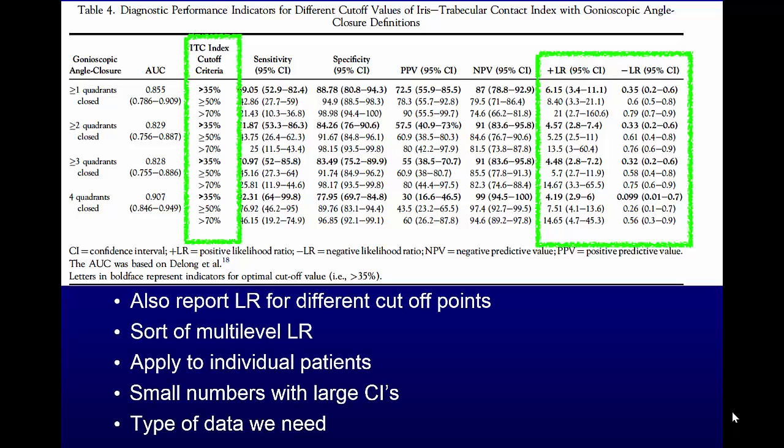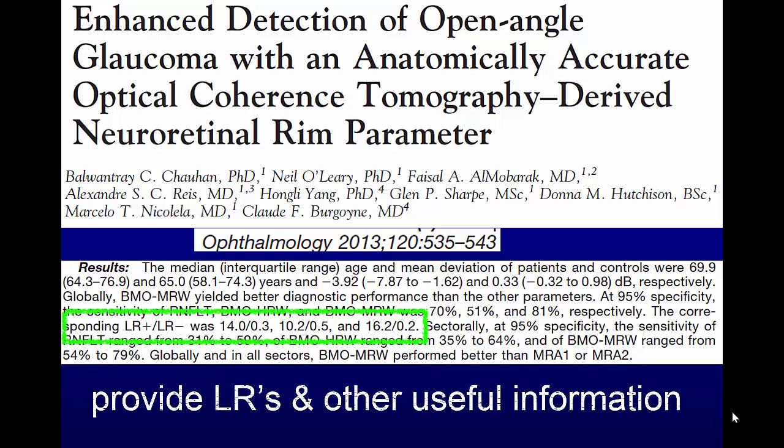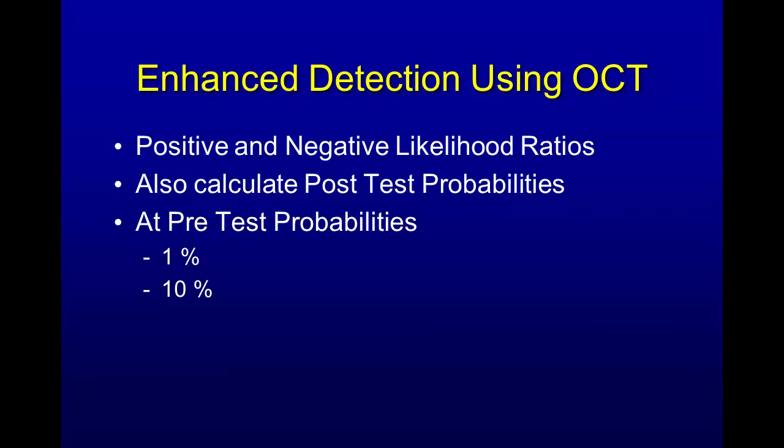Let's come back to this article by Ball and Claude, and they tell you the likelihood ratios for the new technique, the new parameter, and for the nerve fiber layer. They provide likelihood ratios and they provide other useful information. They calculate the post-test probabilities at fixed pre-test probabilities of 1% and 10%. So they calculate and tell you the post-test probabilities.